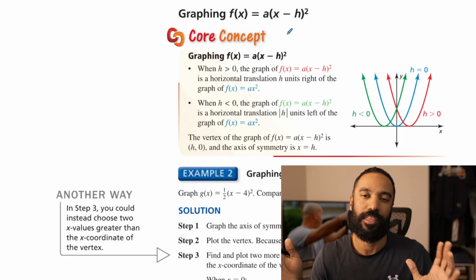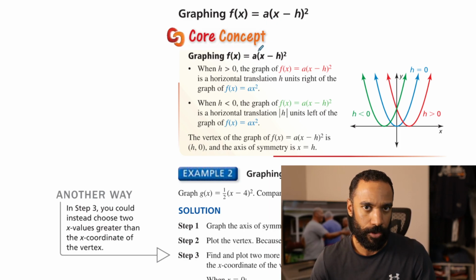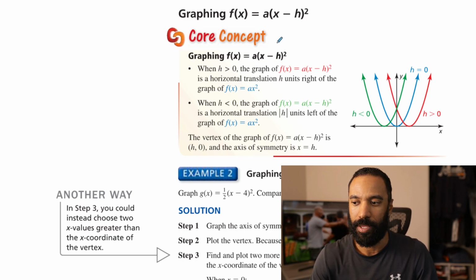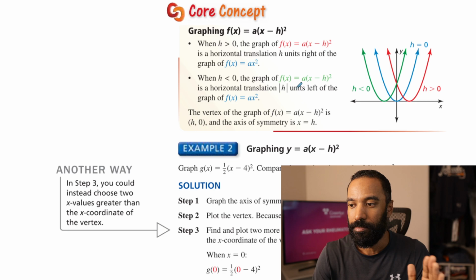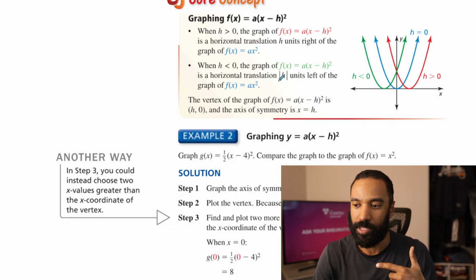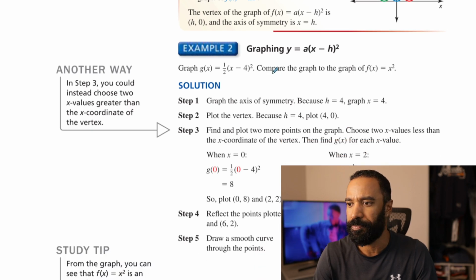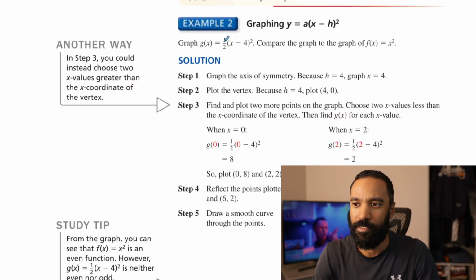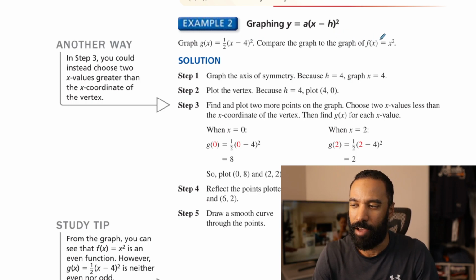It is the opposite. There are reasons for it. It has to do with what we're substituting for x to give us 0. But this is part of where vertex form exists. Straight translations, left, right, horizontal, that's what we're going to have. So it looks like besides graphing them, we're also going to be describing transformations, I'm sure. Yeah, graph g of x equals 1/2 times x minus 4 quantity squared. Compare the graph to the graph of f of x equals x squared.